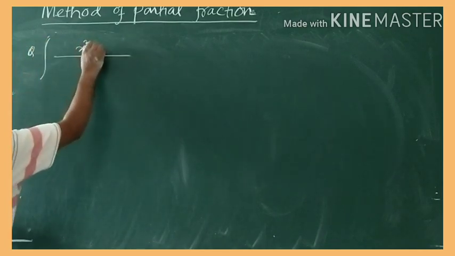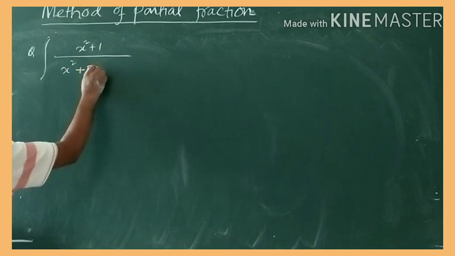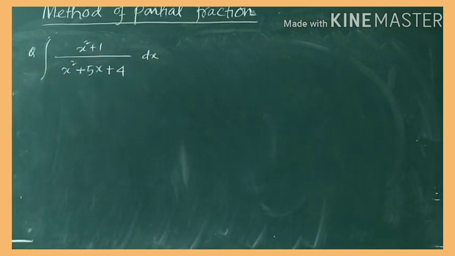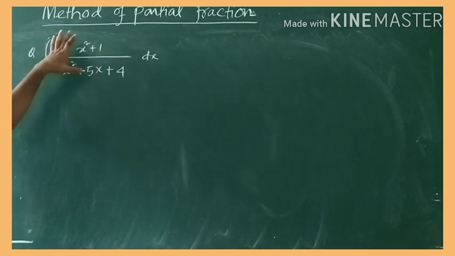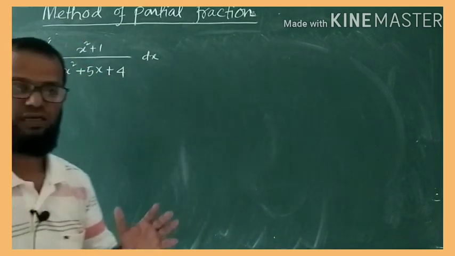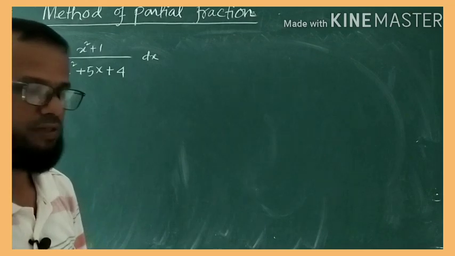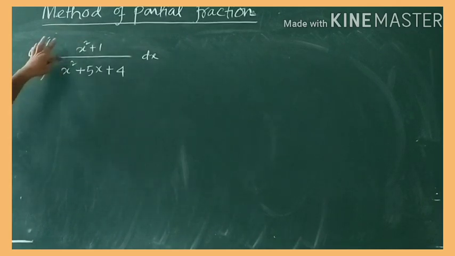Suppose the integral of x square plus 1 divided by x square plus 5x plus 4 dx. This is a very interesting question. First, check your integrand. It is a rational polynomial function, and we check whether it is proper or not. If it is proper, then go for resolving partial fractions. In this particular case, the highest power of x in the numerator is 2 and in the denominator is 2, so both have the same degree and therefore it is improper.